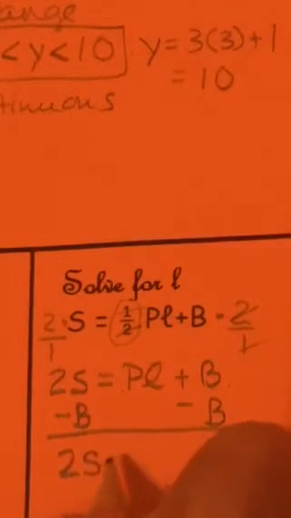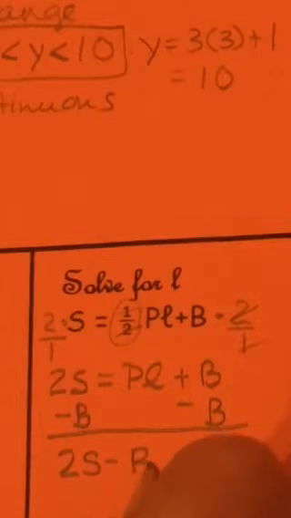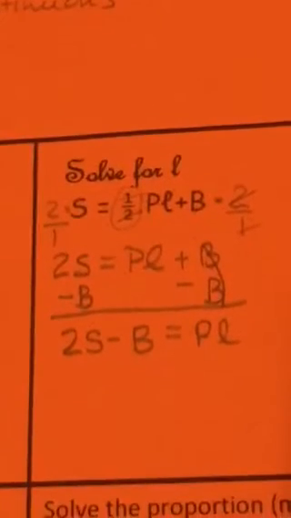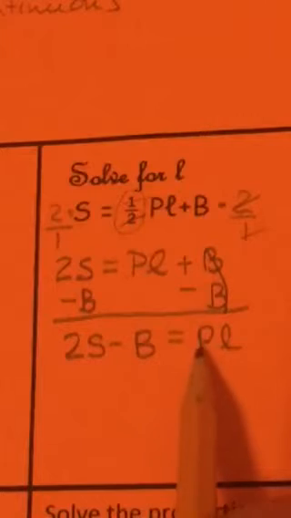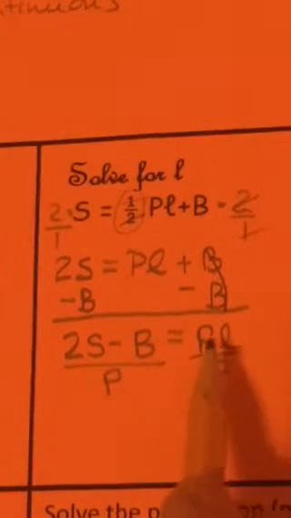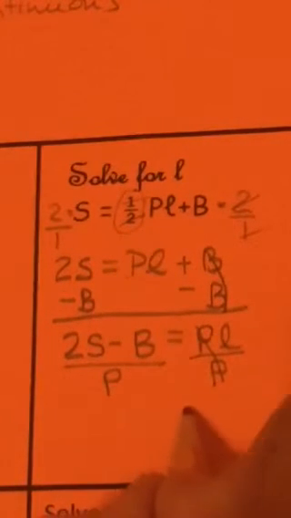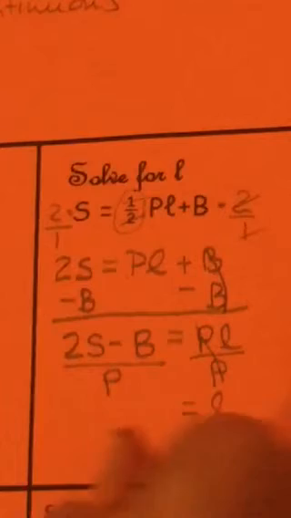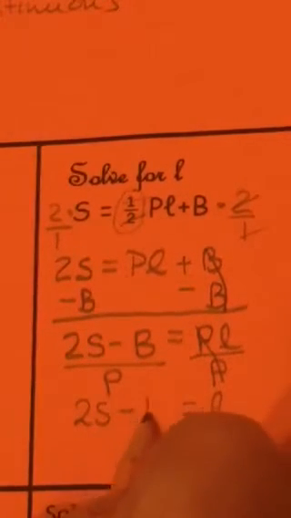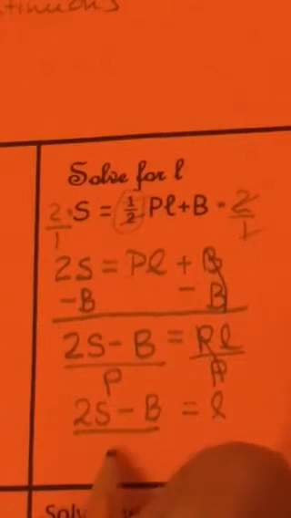So 2s minus B is equal to PL. This one crossed out. So now we're almost done. Now the only thing that's in our way is this P. So divide by P, and ba-bum. L equals 2s minus B divided by P.